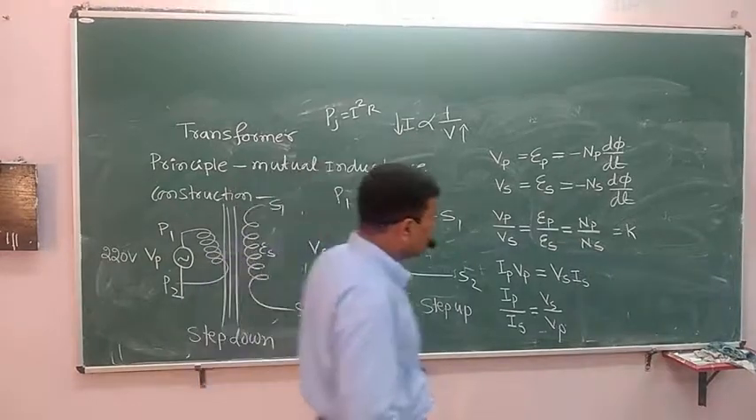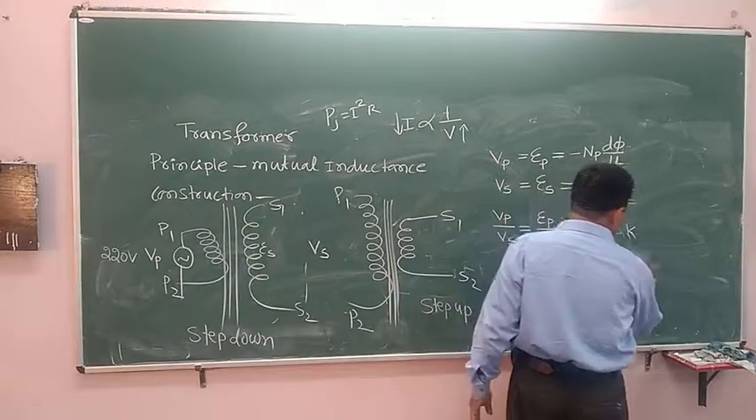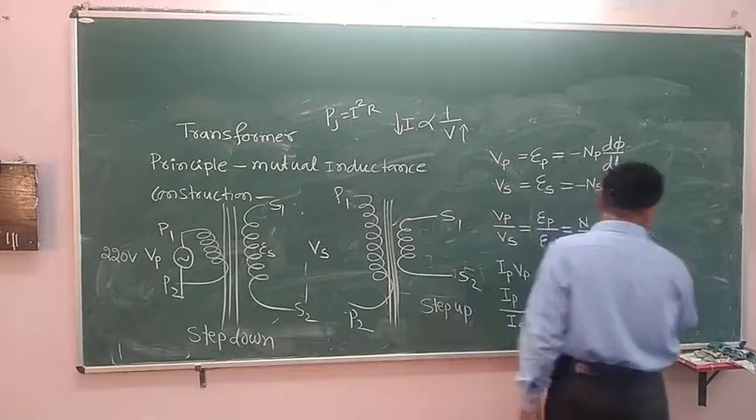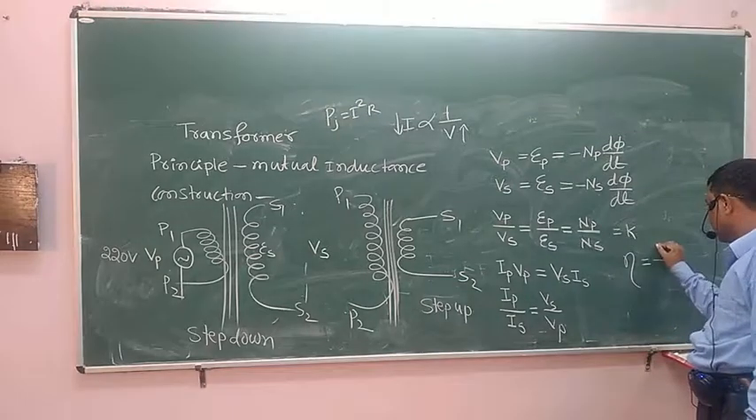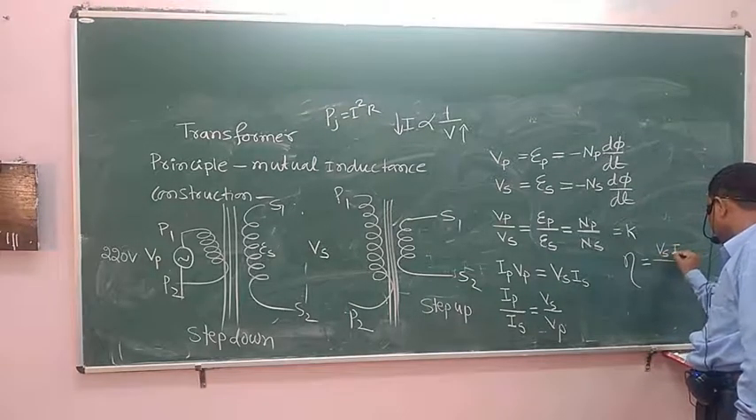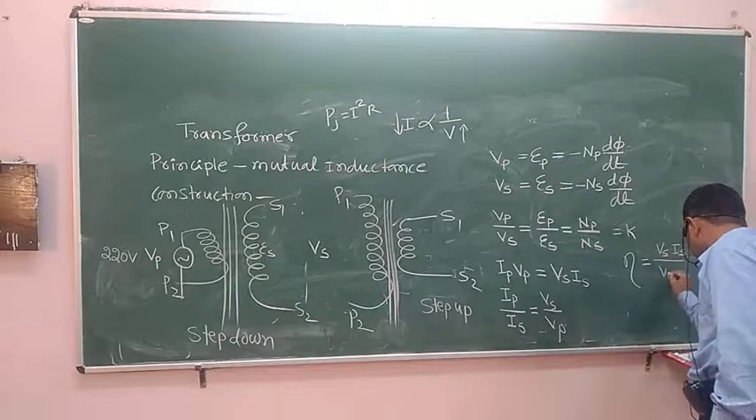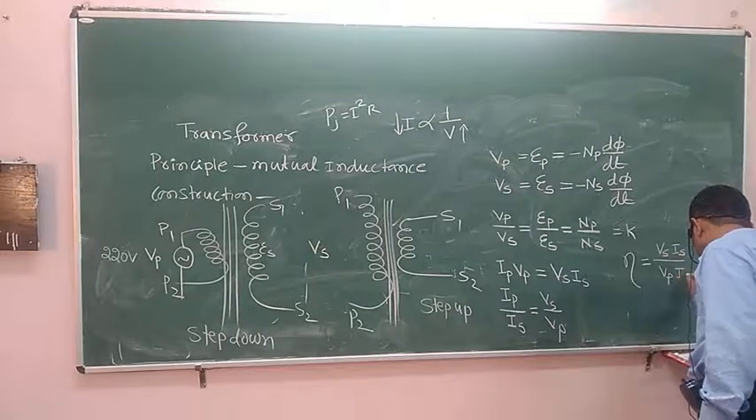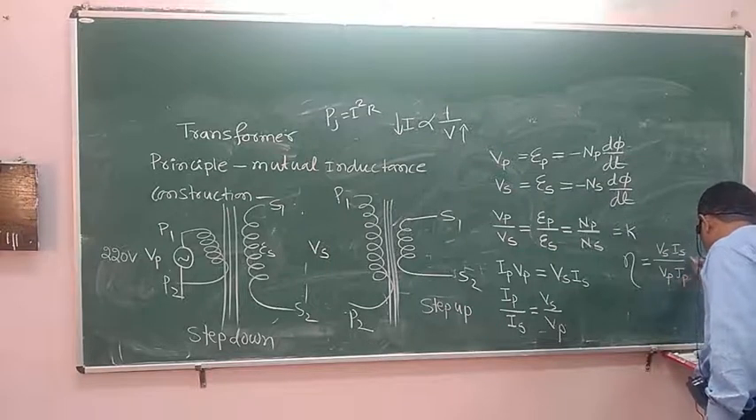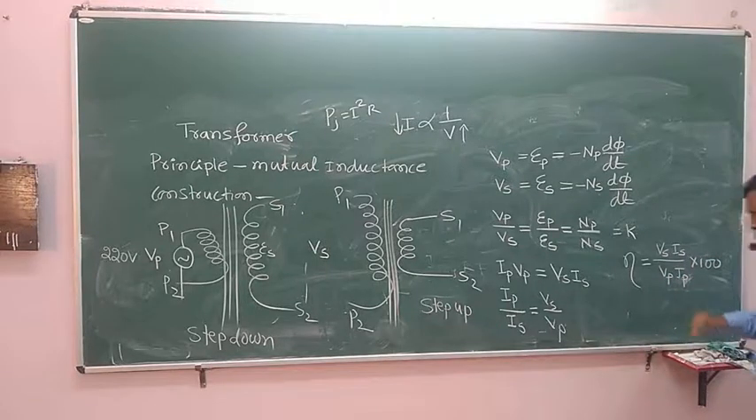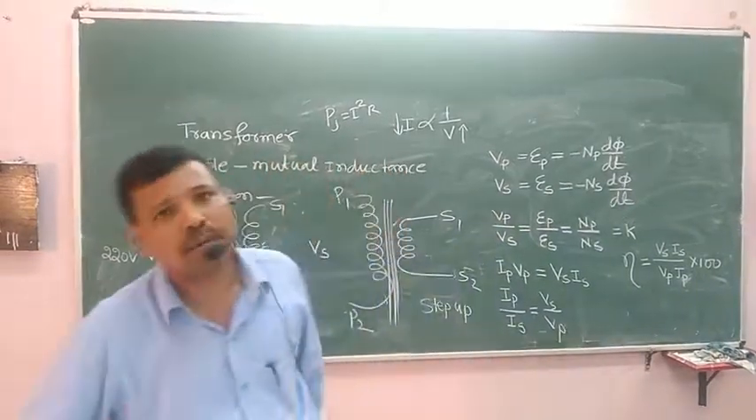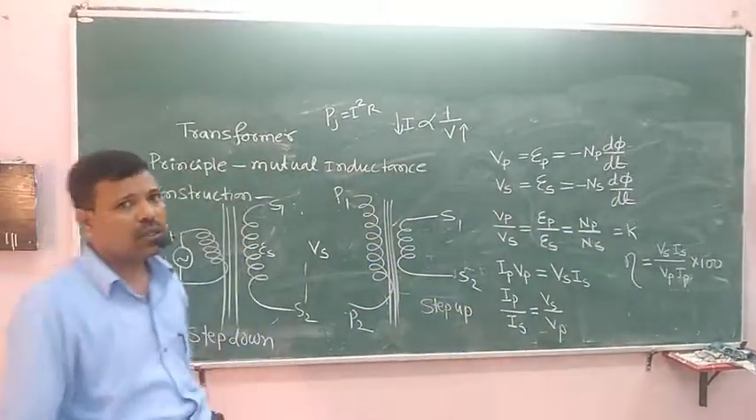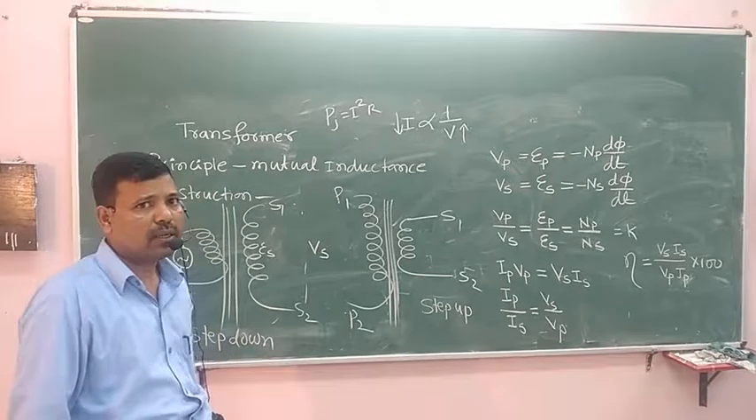So Ip is inversely proportional to Vp. Fine. Then coming to efficiency of transformer. Efficiency of transformer is the output power divided by the input power into 100. This is the efficiency of transformer. What are the losses of electric power in transformer?